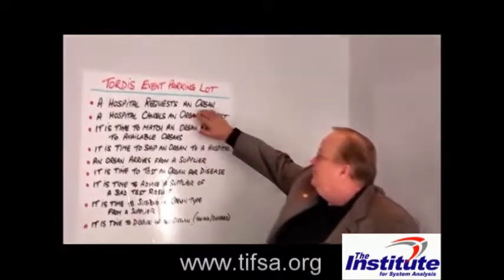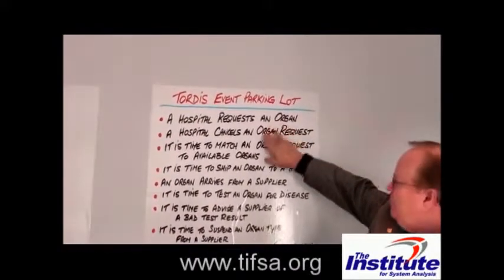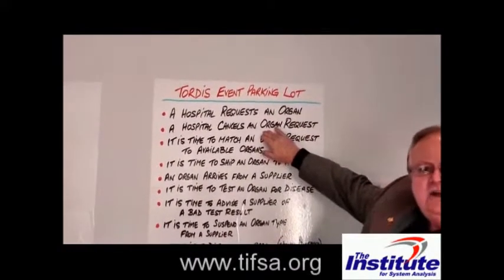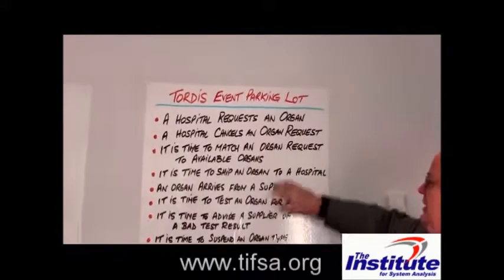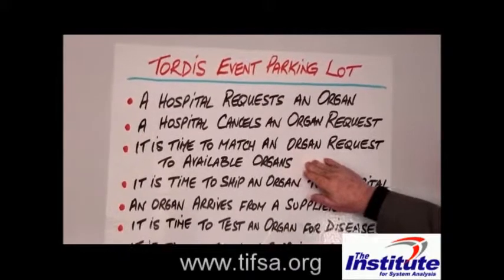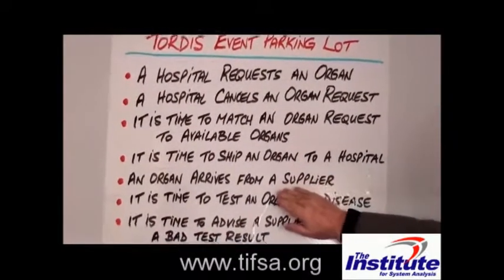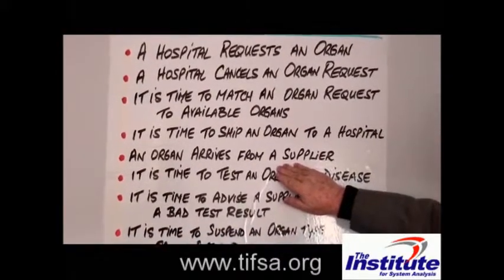For example, we have events such as a hospital requests an organ. A hospital cancels an organ request, one of the things that might happen as well. It's time to match an organ request to available organs. It's time to ship an organ to a hospital. An organ arrives from a supplier.